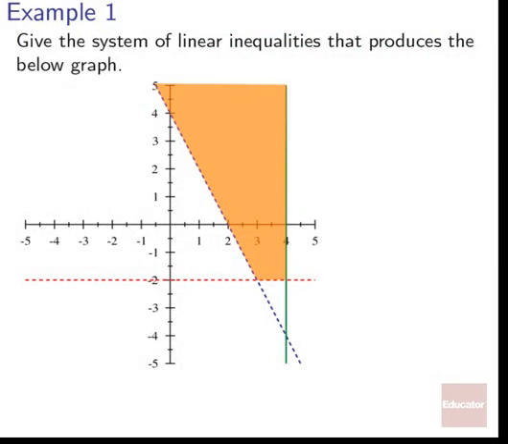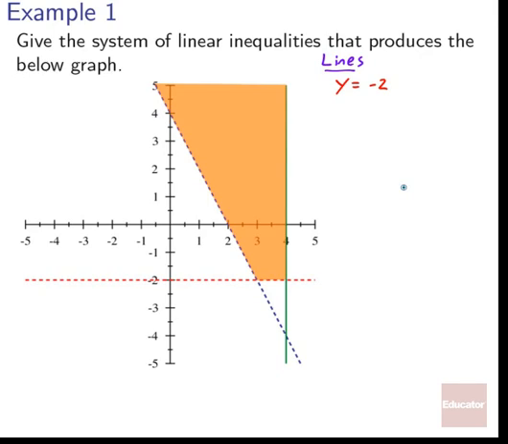So first one: give the system of linear inequalities that produces the below graph. First thing, let's figure out what lines we're seeing drawn here. Before we even worry about dashed, or whether it's greater than, less than, less than or equal, or greater than or equal, let's just figure out what equation could draw each of these lines. For our red one right here, it's a horizontal line at a y height of negative 2, so that would be y equals negative 2. That equation would draw that line.